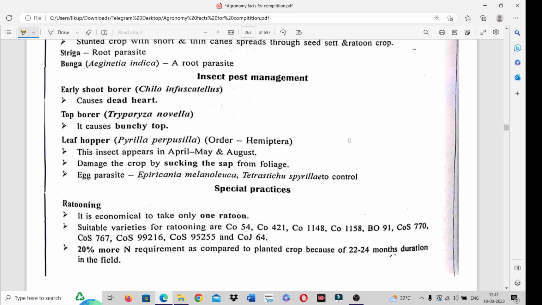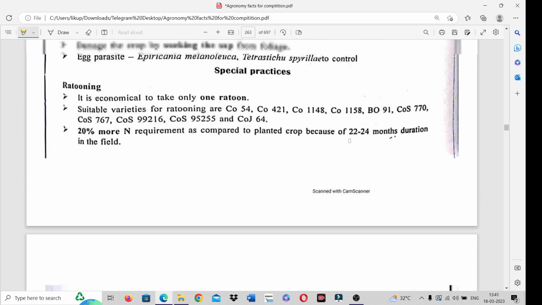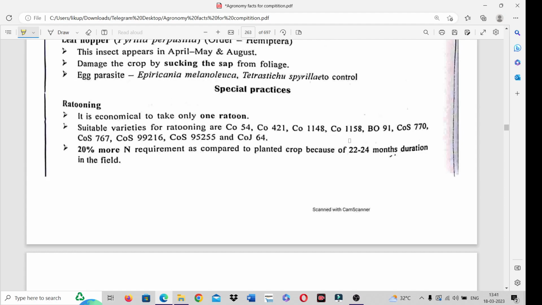Then special practices: ratoon. It is economical to take only one ratoon.